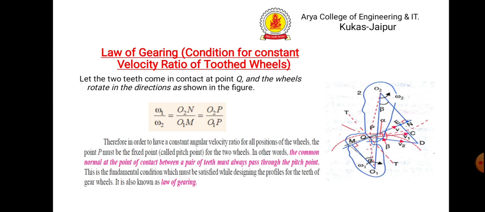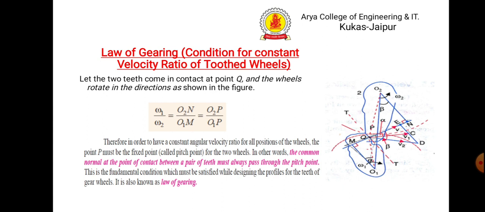So if we take the two wheels, that is 1 and 2, which come in contact at Q, then omega 1 upon omega 2 will be equal to O2P upon O1P. It is nothing but your law of gearing. Means in order to have a constant angular velocity ratio for all positions of the wheels, the point P, which is called the pitch point, must be a fixed point for the two wheels, or in other words, the common normal at the point of contact between a pair of teeth must always pass through the pitch point.